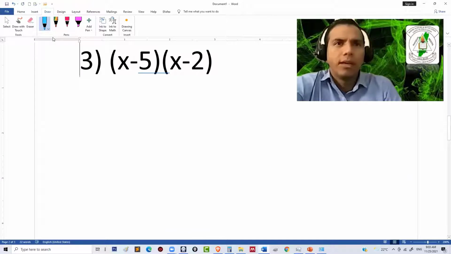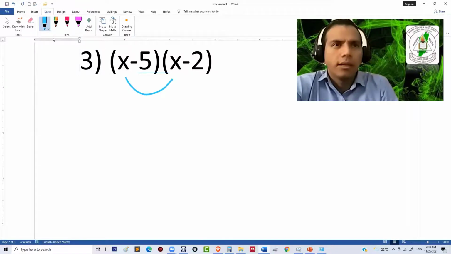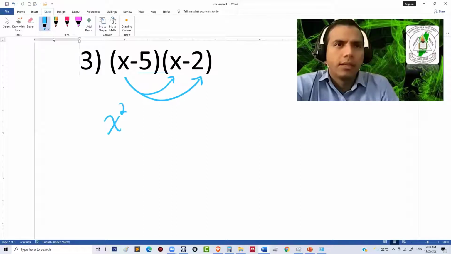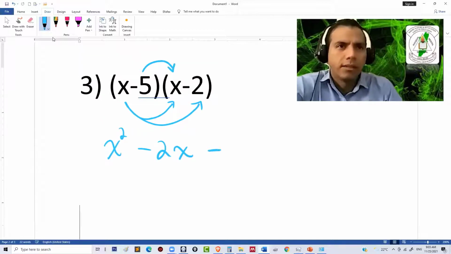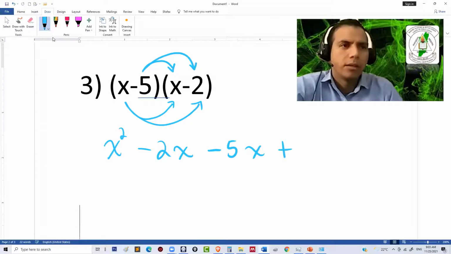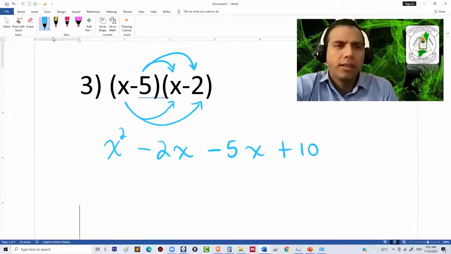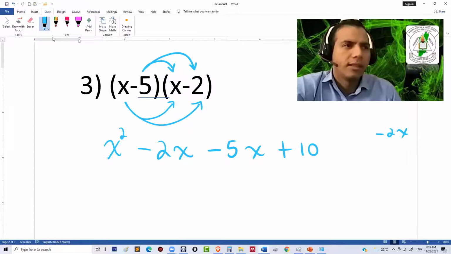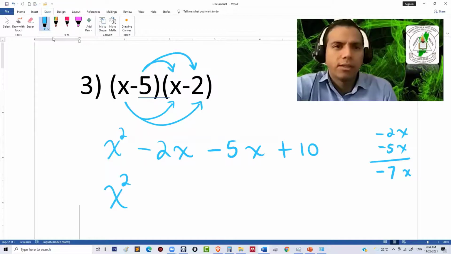In our third example, we have (x - 5)(x - 2). These are still like signs. We have a negative 5 and a negative 2. In this example, x times x is x squared, x times negative 2 is negative 2x. We need to be careful with the signs. Negative 5 times x is negative 5x, and negative 2 times negative 5 is positive 10. We simplify the middle terms, negative 2x and negative 5x. Signs are alike, so we add and keep the sign. So our final answer here is x squared minus 7x plus 10.